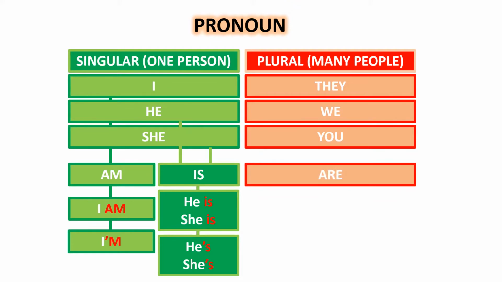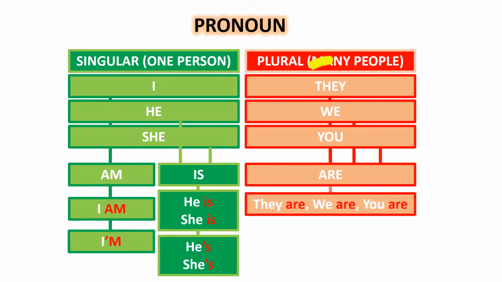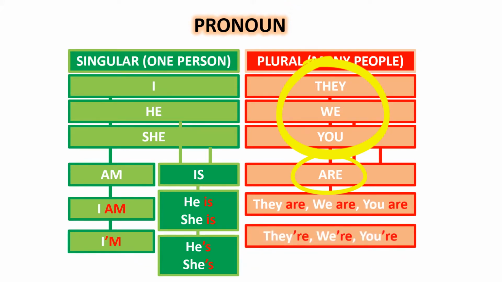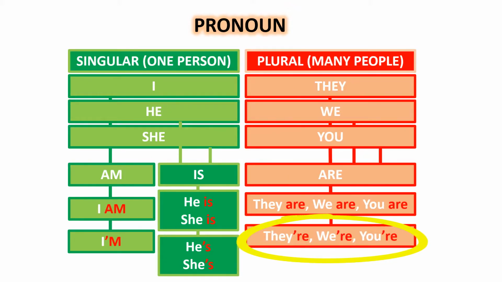Okay, so whenever we see they, we, or you, we will always use are. For example, they are, we are, and you are. And then the short form is they're, we're, and you're.